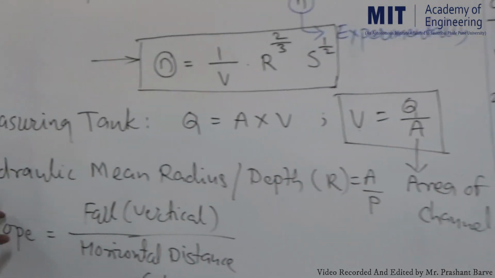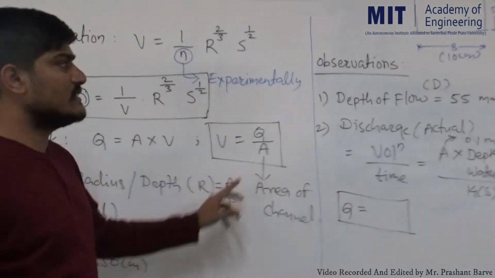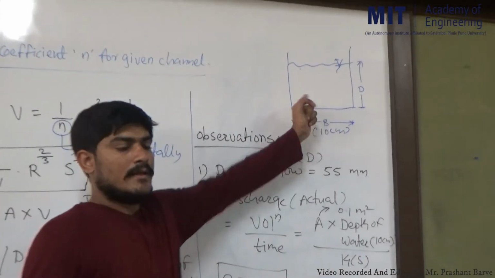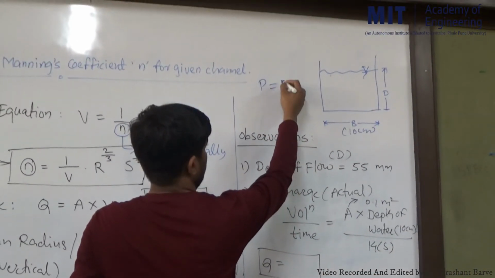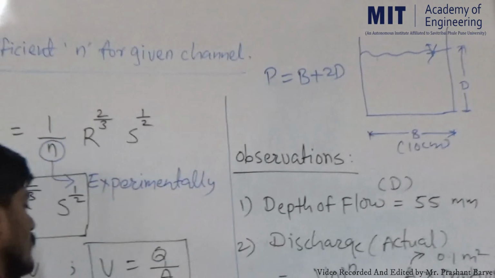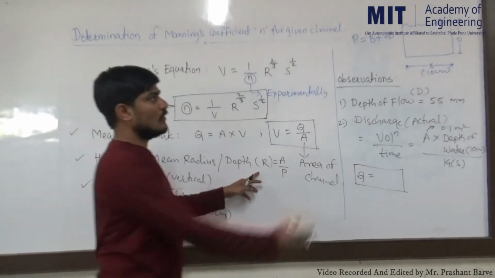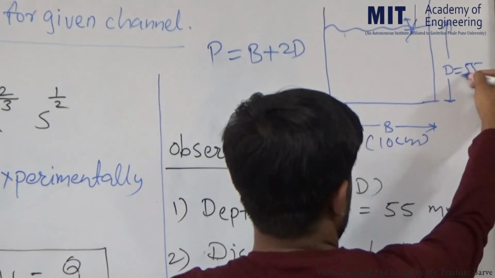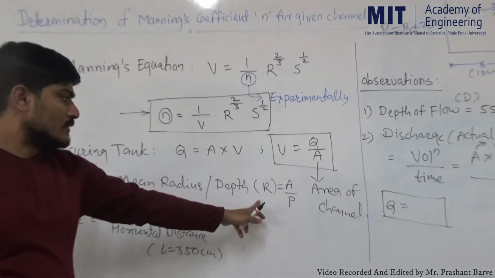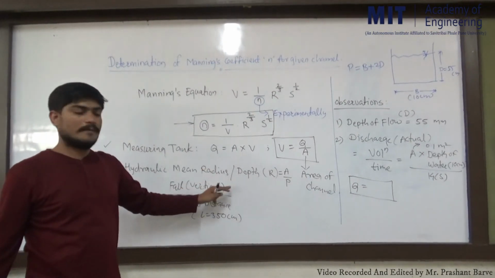Then for hydraulic mean radius, A by P, wetted area to the wetted perimeter. Wetted area is nothing but again B into D. And wetted perimeter, in the last discussion we have discussed, equals B plus 2D. So everything is known. Just put it in this equation. So depth of water we have observed, I think it is 55 millimeters. So from here you can determine the value of hydraulic mean depth.